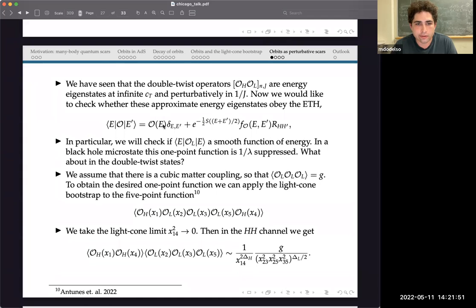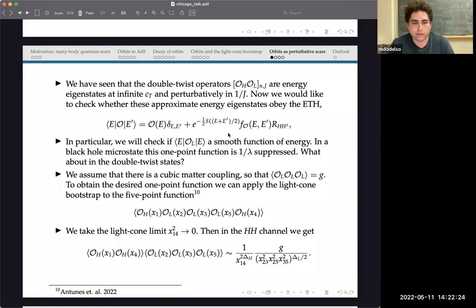There's a diagonal term, which is a smooth function of energy. And then there are the off-diagonal terms, which are exponentially small in the entropy, times a smooth function of the energy, times some random matrix R. At least it's random in a certain range of energies. So that's the form of the ETH, and a quantum scar is something that violates the ETH.